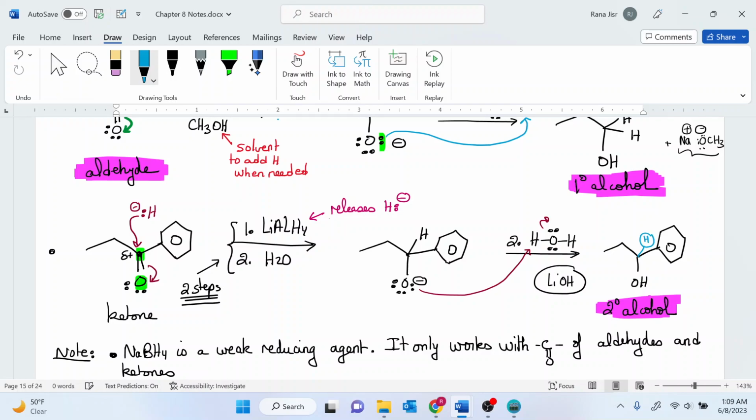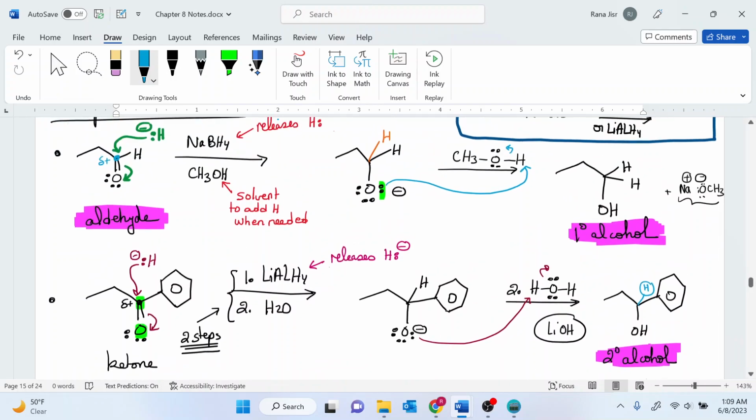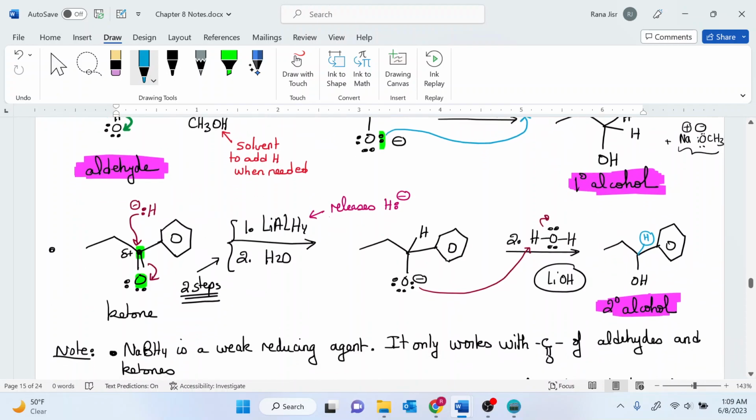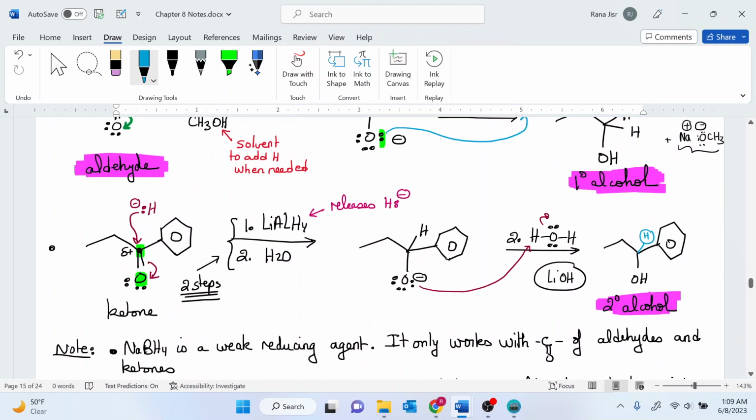So primary alcohols are formed from aldehydes, secondary alcohols are formed from ketones. It doesn't matter if you're using aldehydes and ketones, you can use mild reducing agents or strong reducing agents, and you can form your product in there. What matters now is with esters and acid chlorides.